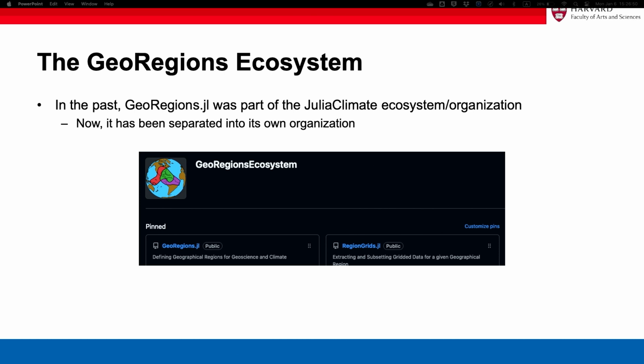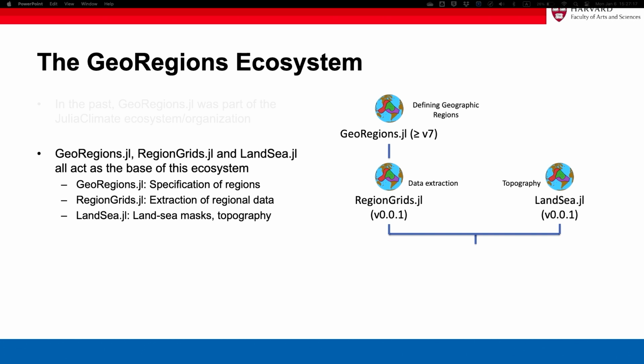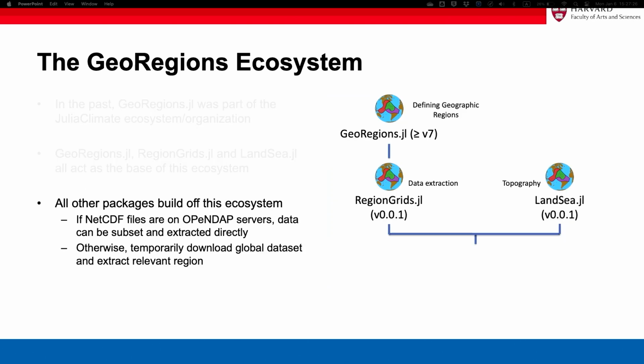Also, in the past, GeoRegions used to be part of the JuliaClimate organization, and now it's been separated into its own ecosystem and organization for ease of management. If you want some example notebooks, the GeoRegions ecosystem organization has Pluto notebooks that you can use for examples. As I mentioned before, these three packages, GeoRegions, RegionGrids, and LandSea, act as the base of this ecosystem, and all the other packages below, like NASA precipitation, build off this ecosystem.